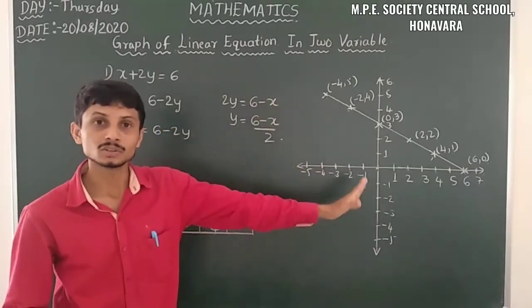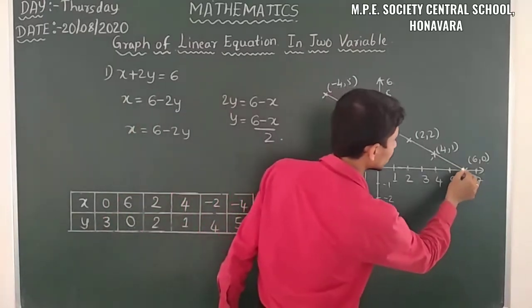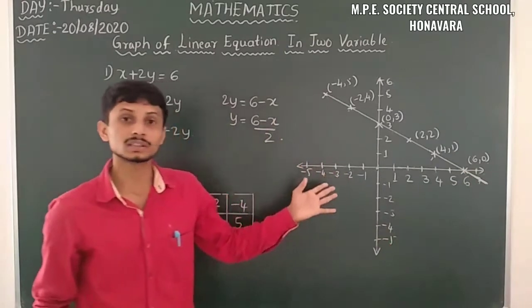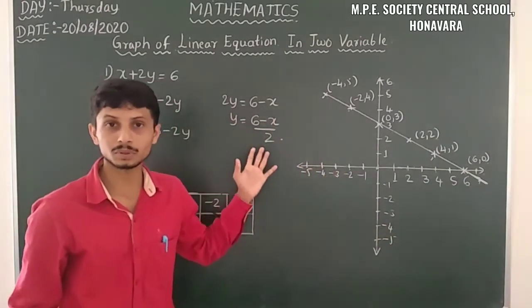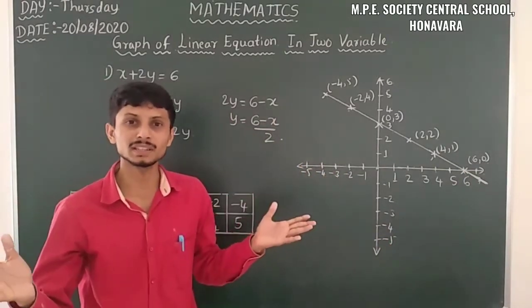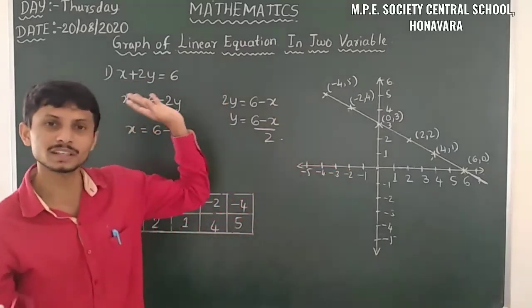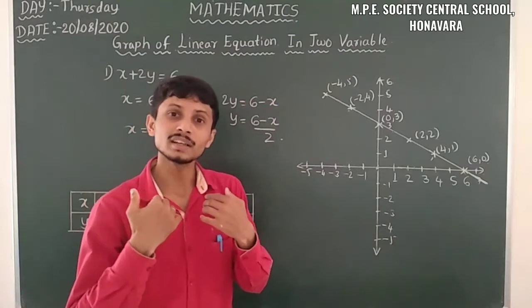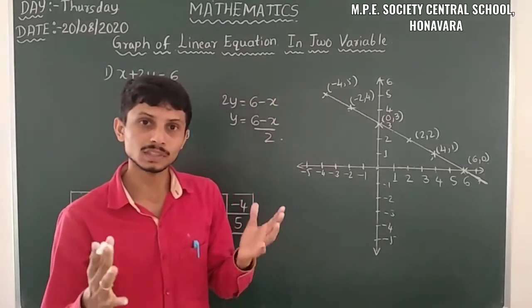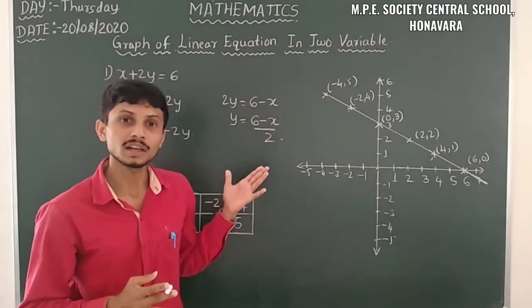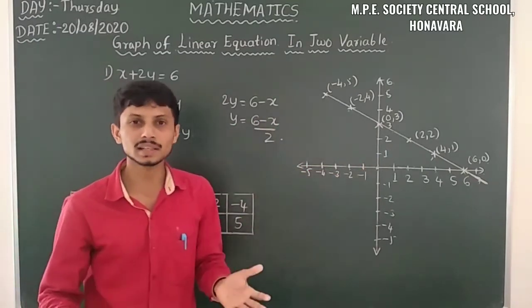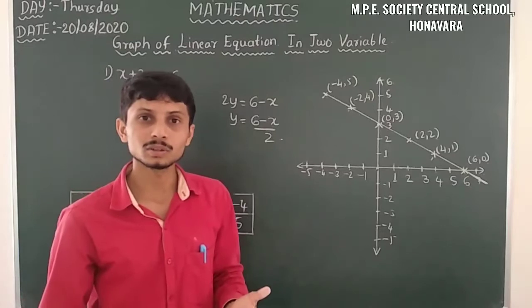this straight line. So we can extend this straight line up to infinity, because this type of linear equation in two variables has infinitely many solutions. We can extend up to infinity, on the negative side also, positive also. So this equation has the graphical representation like this.